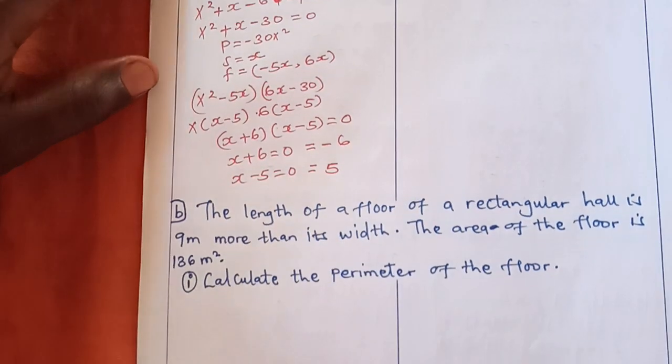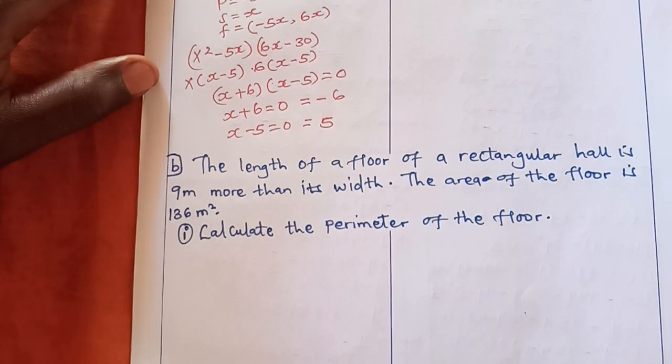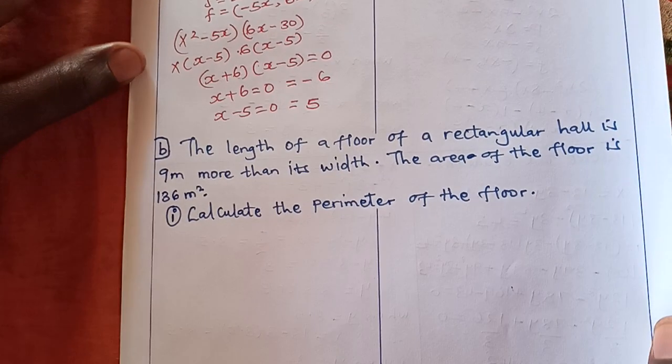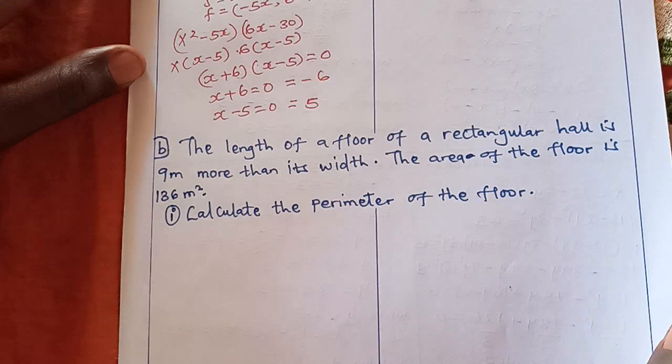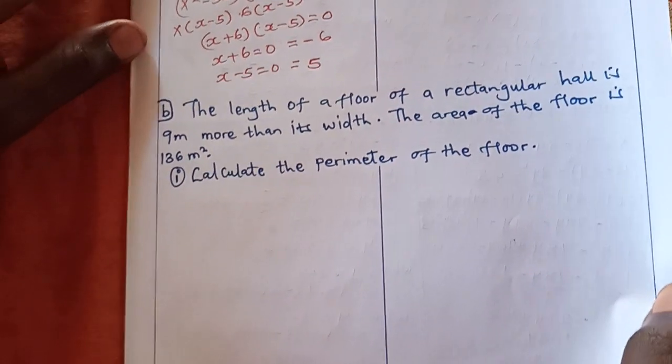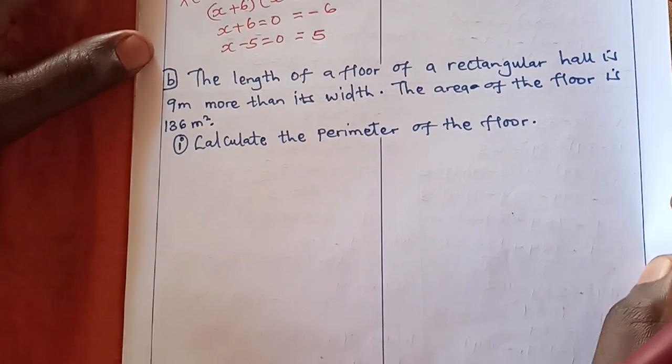Now let us move to the second part that says the length of the floor of a rectangular hall is 9 meters more than its width. The area of the floor is 136 square meters. Calculate the perimeter of the floor.